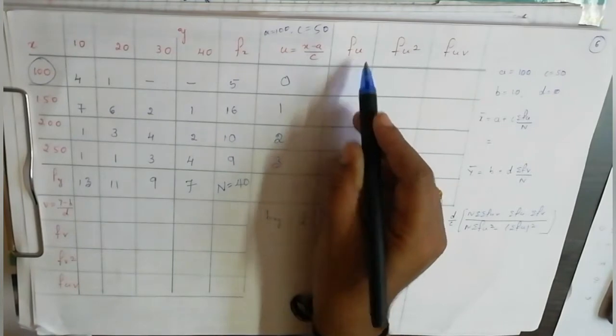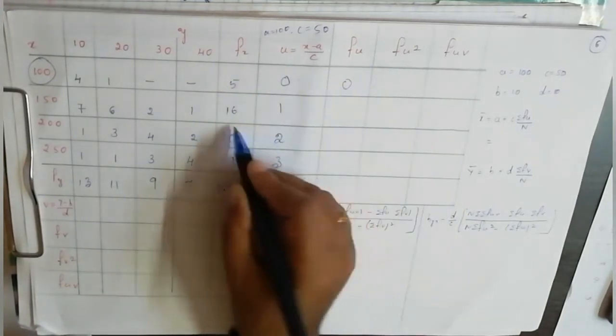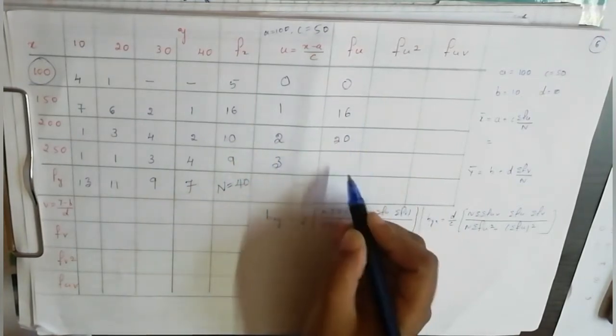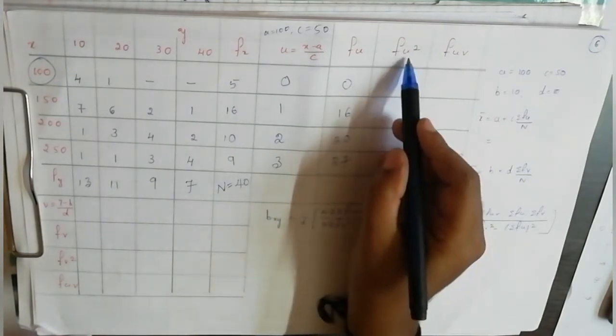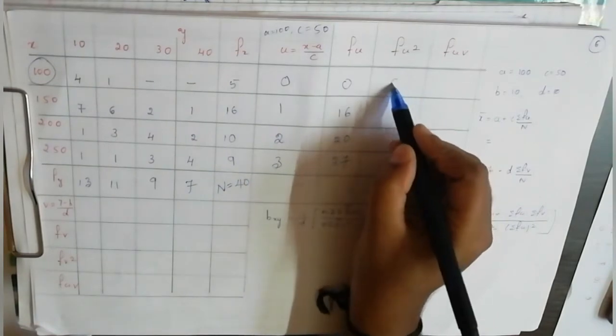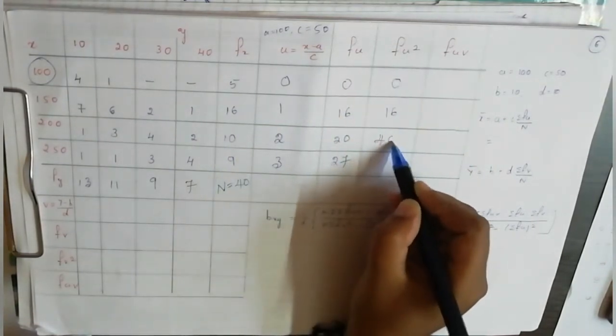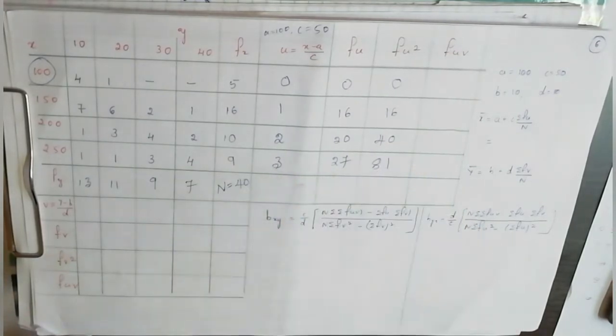So next is f into u. This frequency multiplied with u. So 5 into 0 is 0. 16 ones are 16. 10 twos are 20. 9 threes are 27. Next is fu square. So to find fu square, we multiply fu with u. So 0, 16, 20 twos are 40, and 27 into 3 is 81. Clear, students?